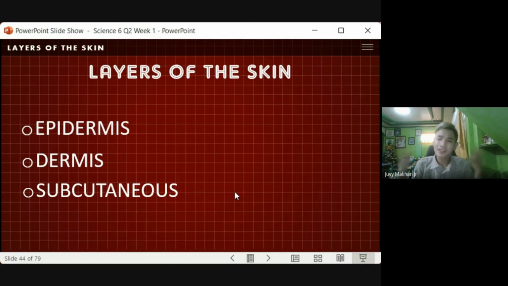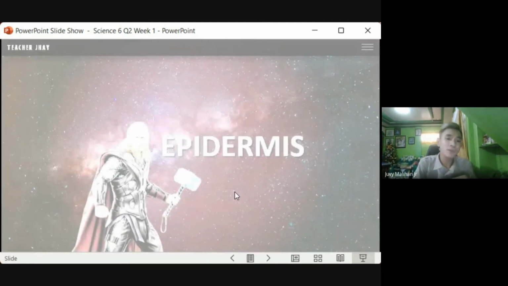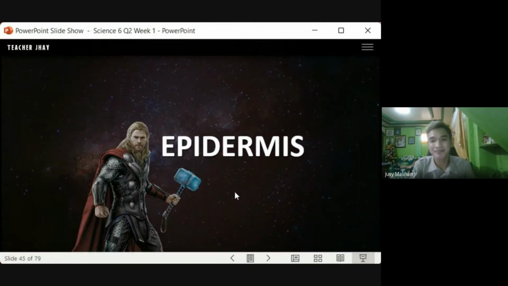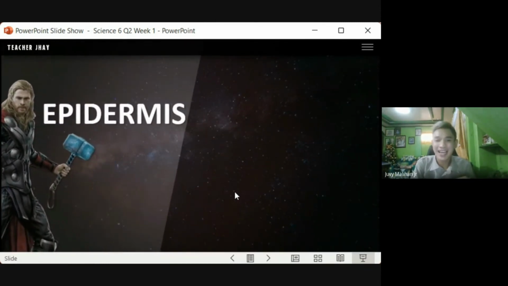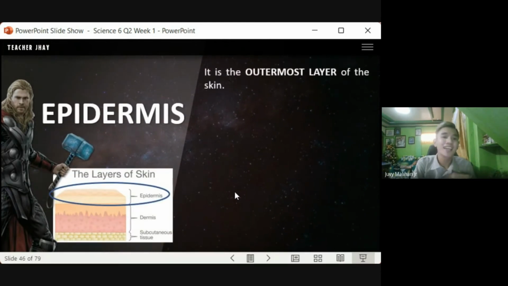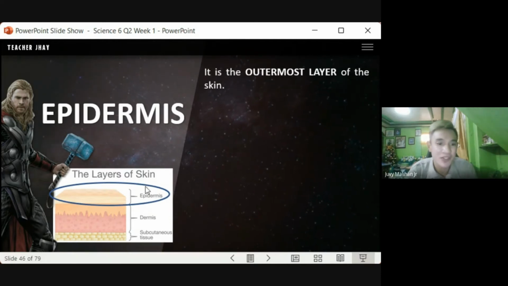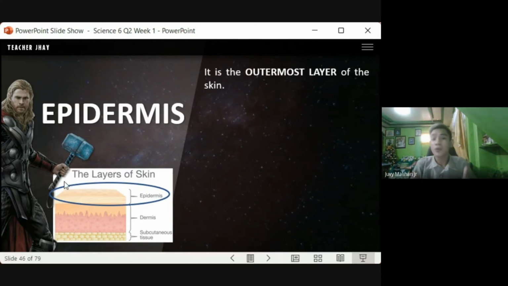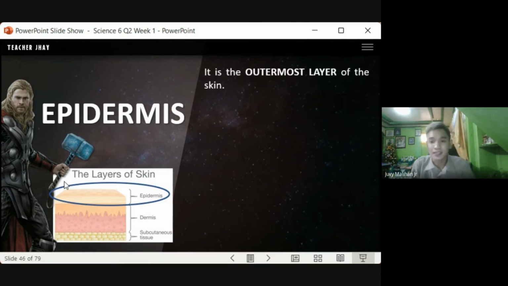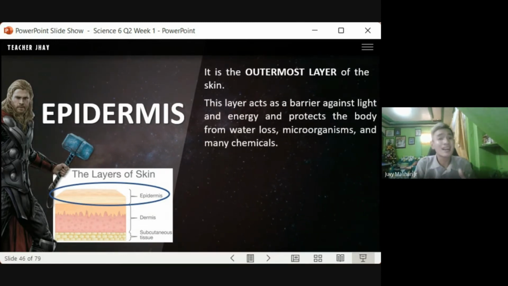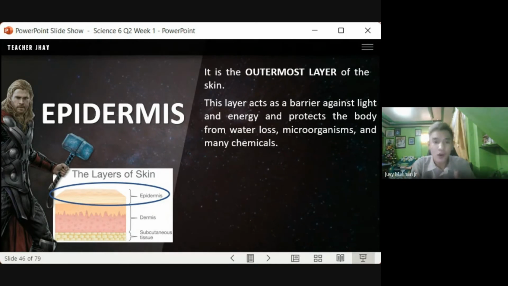Now, what are the differences and functions of these three? First, we go to the epidermis. When we say epidermis, class, it is the outermost layer of the skin. As you can see, this is the epidermis class, yung nasa taas. That is the outermost layer of the skin. This epidermis acts as a barrier against light and energy, and it also protects the body from water loss, microorganisms, and many chemicals.